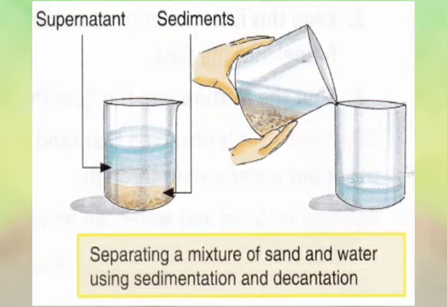Now we'll talk about the separation of solid-liquid type of mixture. These mixtures can be homogeneous, a sugar solution for example, or heterogeneous, a mixture of sand and water for example. Different methods are used depending upon the type of the mixture.